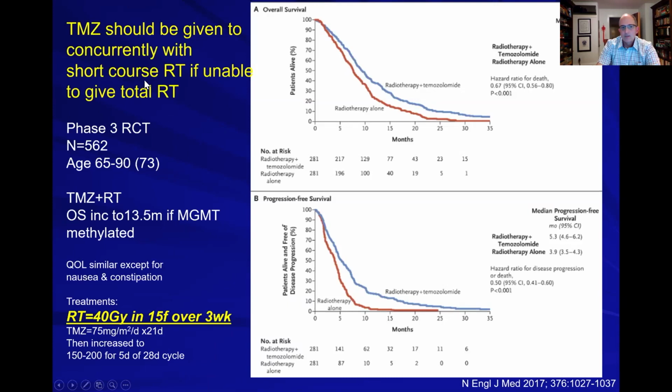If you have to shorten the radiotherapy, but you can continue to add temozolomide, there's benefit there. So again, here's an example of a survival curve looking at a patient population where they had to do a shortened course of radiotherapy. They added temozolomide, and those patients continued to do better. And here's the radiation dose that they used, and you can see that that's much less than that standard of care therapy I just showed you.